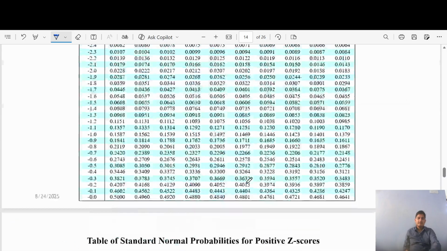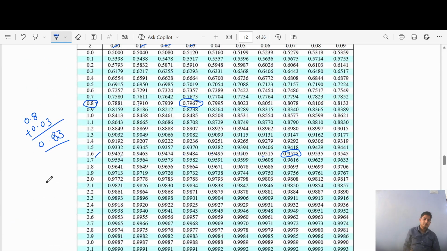I said 1.67. How do we evaluate? Because we want the value of 1.67. So if we add 1.6 plus 0.07, this becomes 1.67. Okay, so here 1.6 and the rest, the second digit, you can see from the upper top corner of the table, and add both the things.